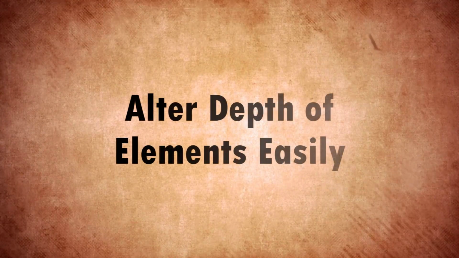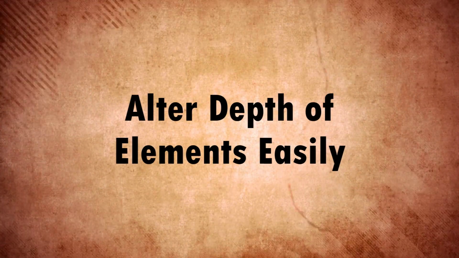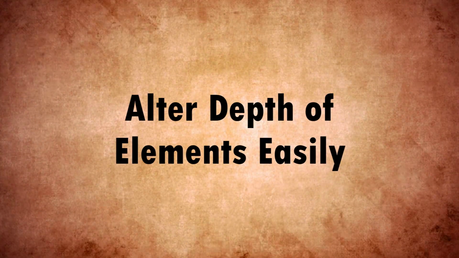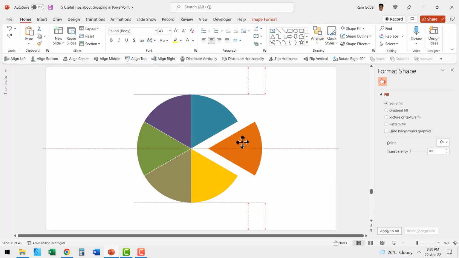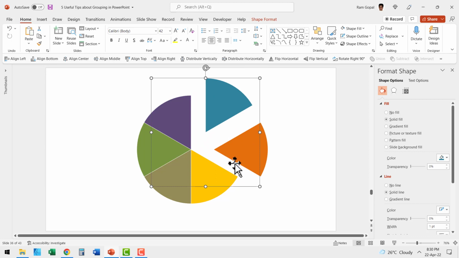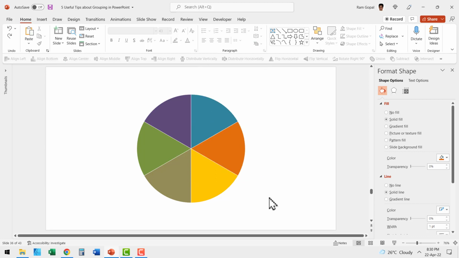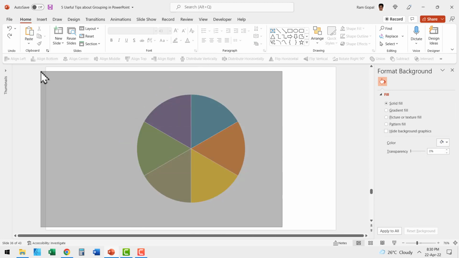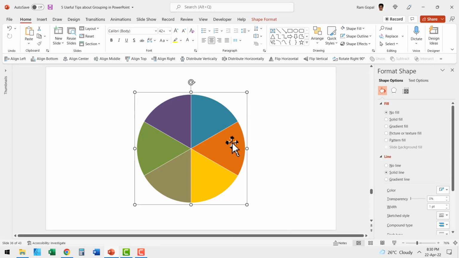The next creative use of grouping in PowerPoint is you would be able to alter depth of elements quite easily. Let me explain. Here is a pie chart. The elements are not grouped as you can see. Let me bring them together. Now I'm going to group them all. So let us select everything and press Ctrl G to group.